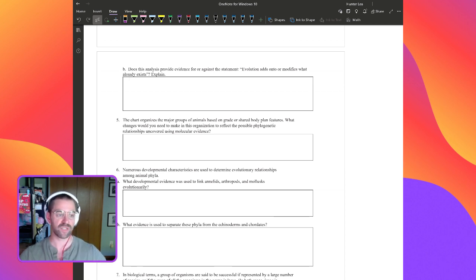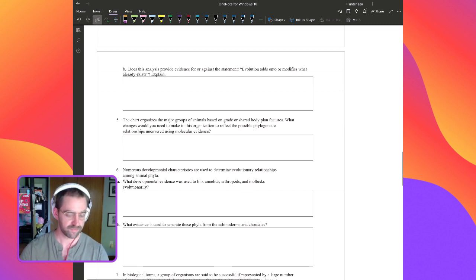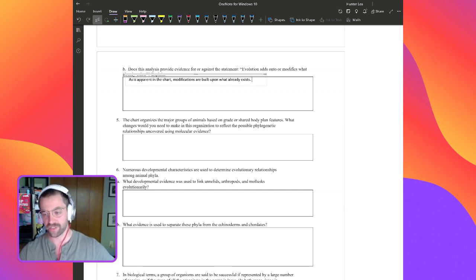We've kind of already talked about this when we were talking about the endosymbiont theory. One feature led to the next, which allowed for the emergence of the next most complex organism, or the next grouping of organisms. As is apparent in the chart, these modifications are built upon what already exists. Using an example from the chart, we can see an evolution from no clear separation of body layers in the sponge embryo to two body layers in Cnidaria, and then three layers in platyhelminths. And the addition of the third layer, the mesoderm, allows for the evolution of muscle cells and the elaboration of the muscle system through succeeding phyla.